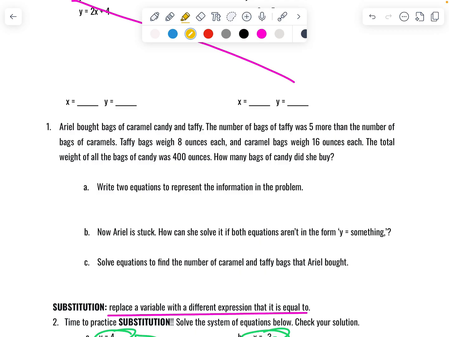So Ariel bought bags of caramel candy and taffy. The number of bags of taffy is 5 more than the number of bags of caramels. Taffy bags weighed 8 ounces each, and caramel bags weigh 6 ounces each. And the total of all of them is 400 ounces. So we still need 2 equations here. Before, our equations have been about one equation about one guy, another equation about another guy. But here it's just one person.